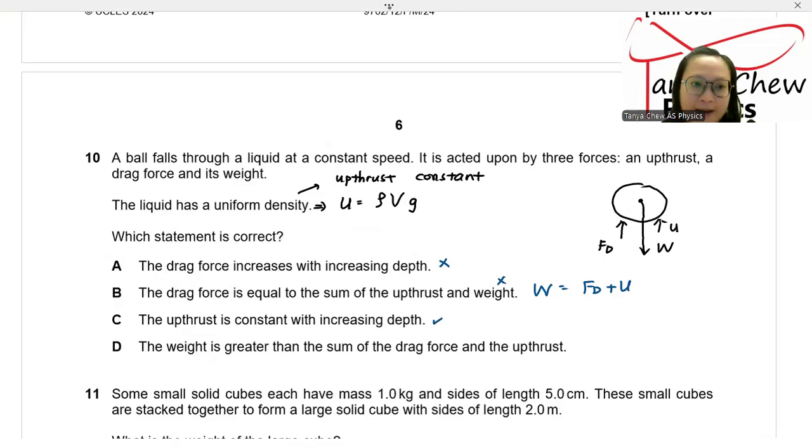C, the upthrust is constant with increasing depth. This sounds correct, but I look at D, weight is greater than the sum. No, weight cannot be greater than the sum of drag force and upthrust. Why? Because the ball falls with a constant speed, meaning to say that the resultant force acting on the ball is equal to 0. So all the forces must be balanced, cannot be greater than the others, right? So the answer is C.